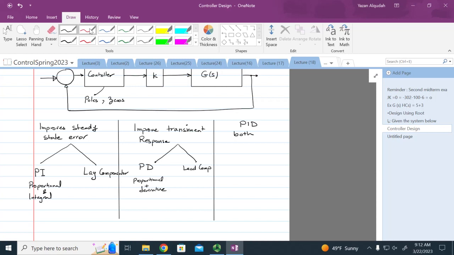Okay. What is the difference between the PI and the lag compensator? This one uses an active circuit. This one uses a passive circuit. What is the difference between the PD and the lead compensator? This one uses an active circuit. This one uses a passive circuit. What is the difference between the passive circuit and active circuit?